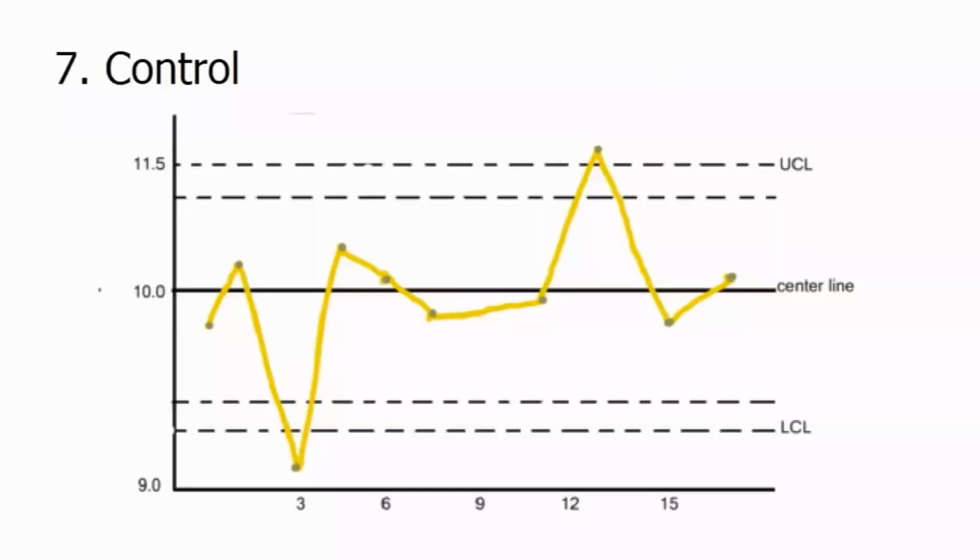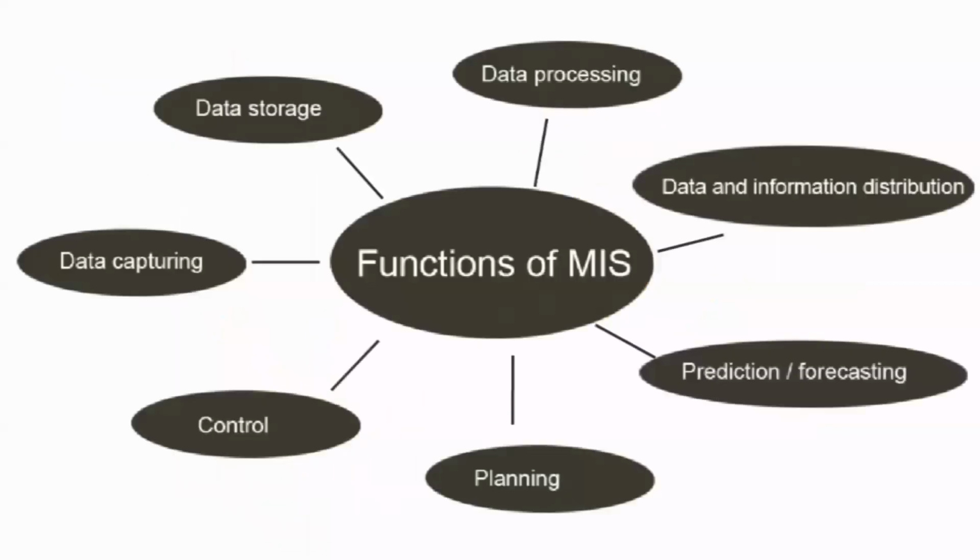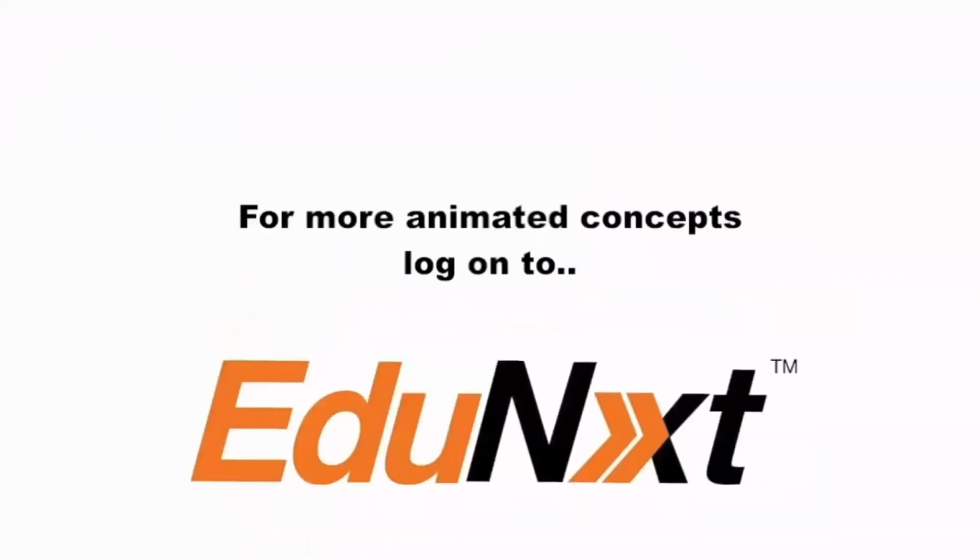MIS helps in monitoring and tracking operations against organizational plans. The deviation between operations and the organizational plan is analyzed for exercising control. As discussed above, MIS has different functions that enable the management to function effectively and efficiently.